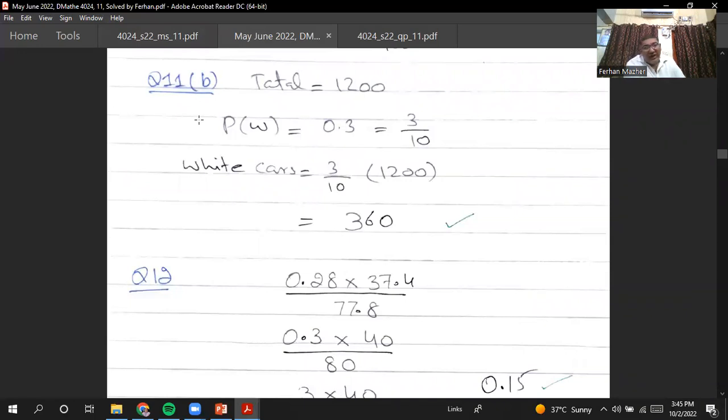The total people are 1,200. So the probability of people who own a white car is 3 by 10. So how many actual white cars are there? It will be 3 by 10 multiplied by 1,200, and that will be 360. So the white cars are 360.